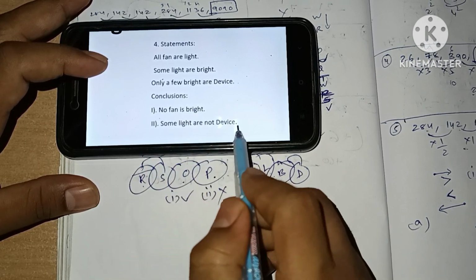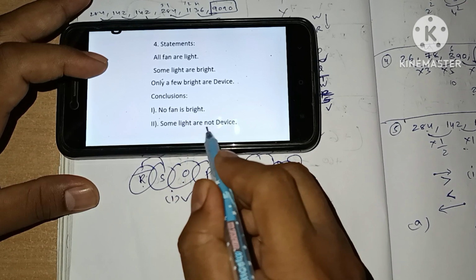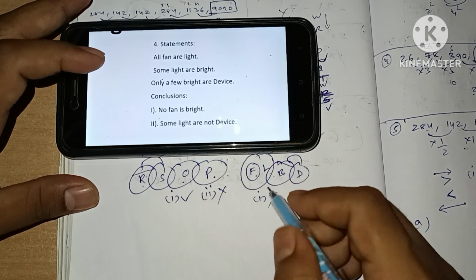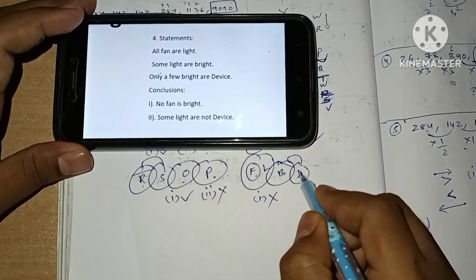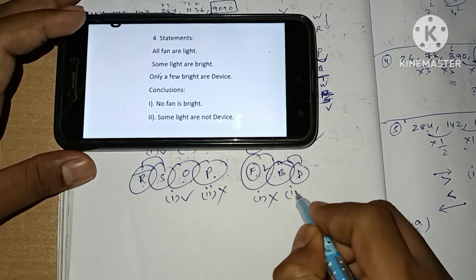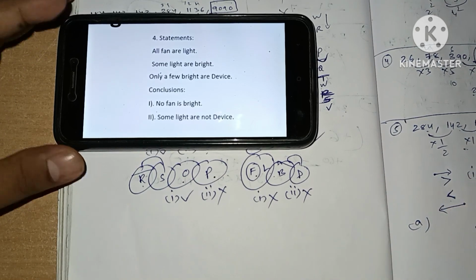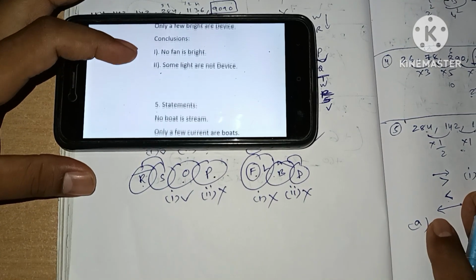Some light are not device. We check all light can be device because of not. All light can be device. All light can place inside device. It is possible. All case possible means our conclusion some not case will be false. Okay. Next we are going to see fifth question.